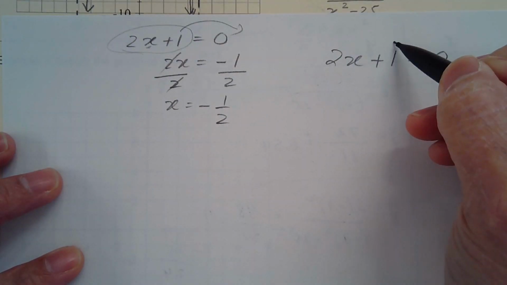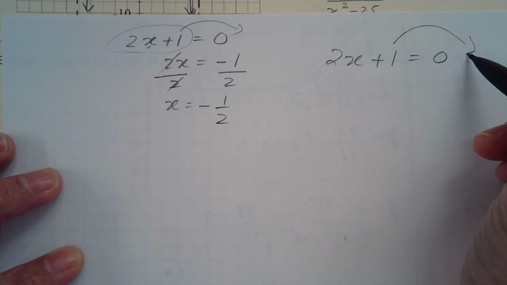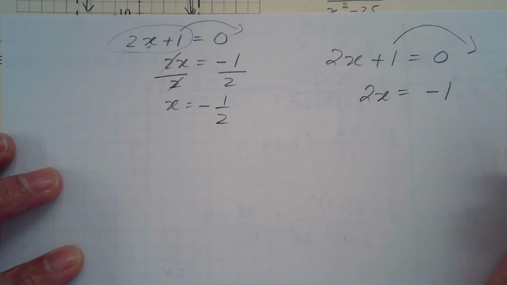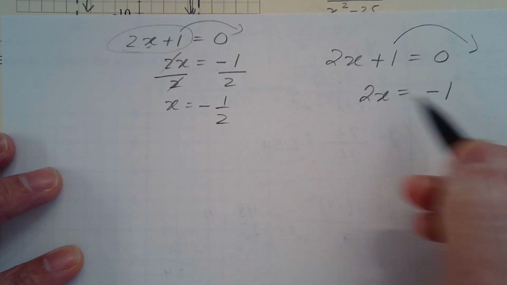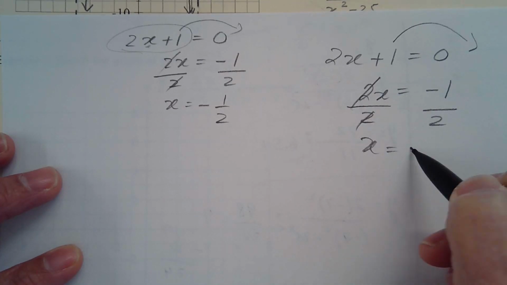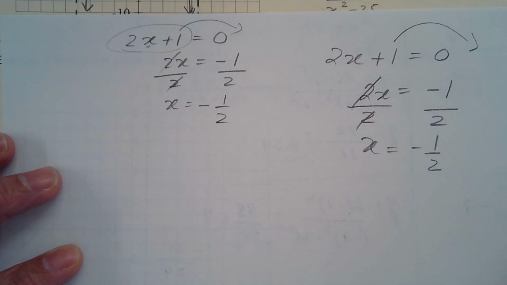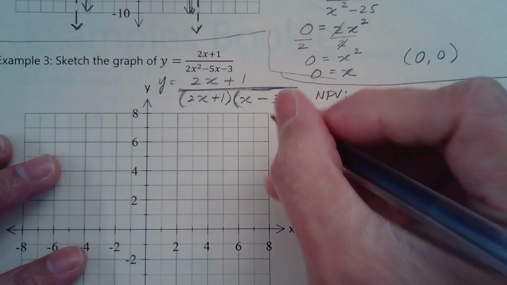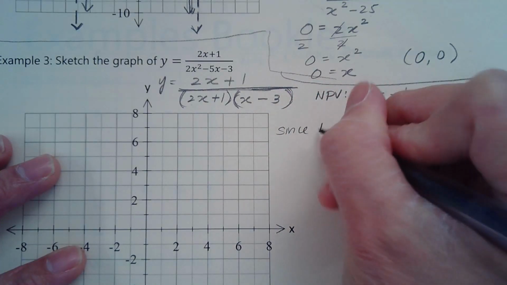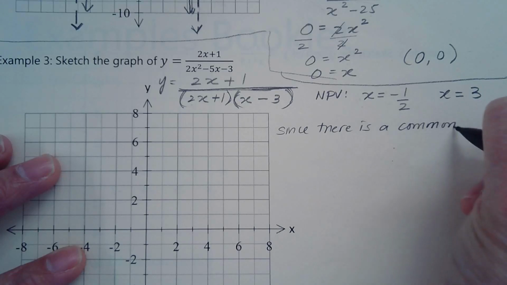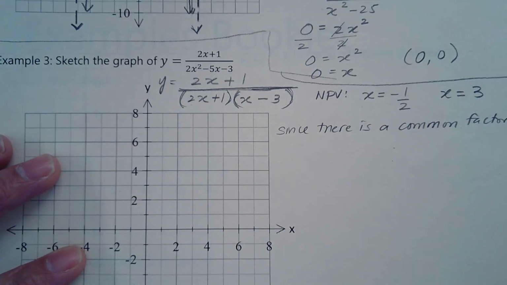So bring the 1 to the other side of the equation. That makes it -1. So 2x equals -1, and then divide by 2. Is that good? Cleared it up. Okay, so since there is a common factor, there's going to be a hole.